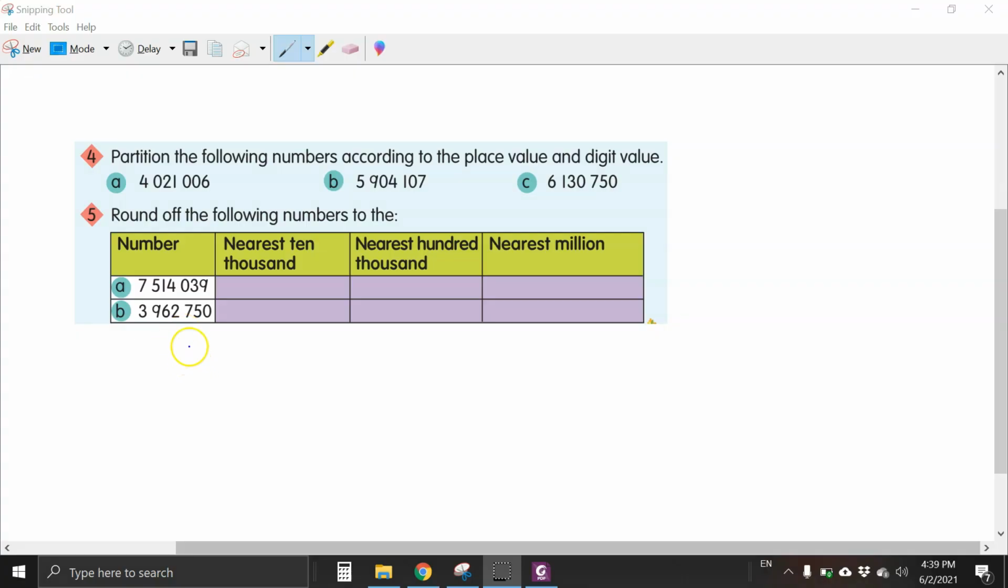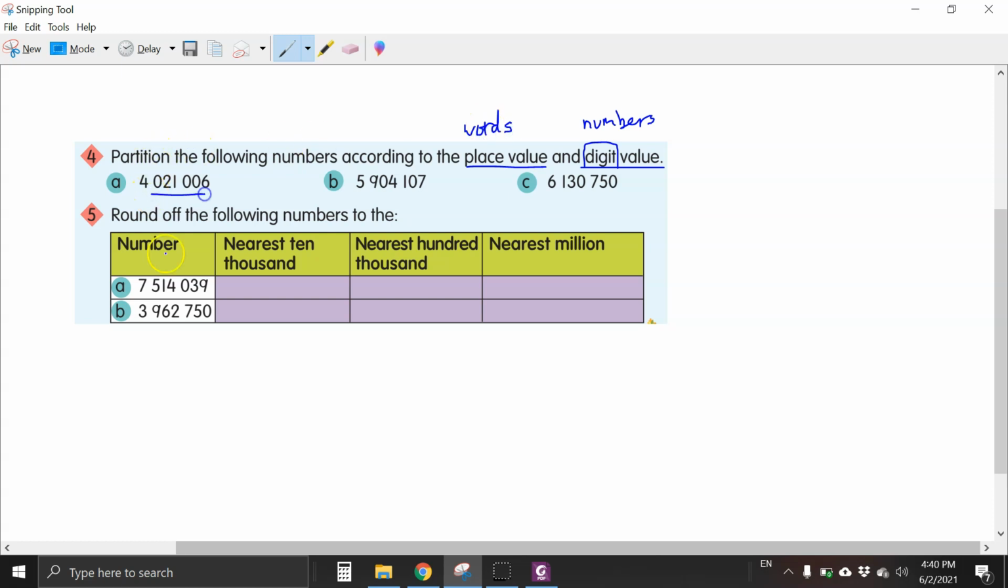Okay, let's look at where we left off last week. Last week during our online class, we asked you to do this homework. Partition the following numbers according to place value and digit value. Now, digit means you have to write the numbers or the numerals. Place value, you have to write the words, perkataan.